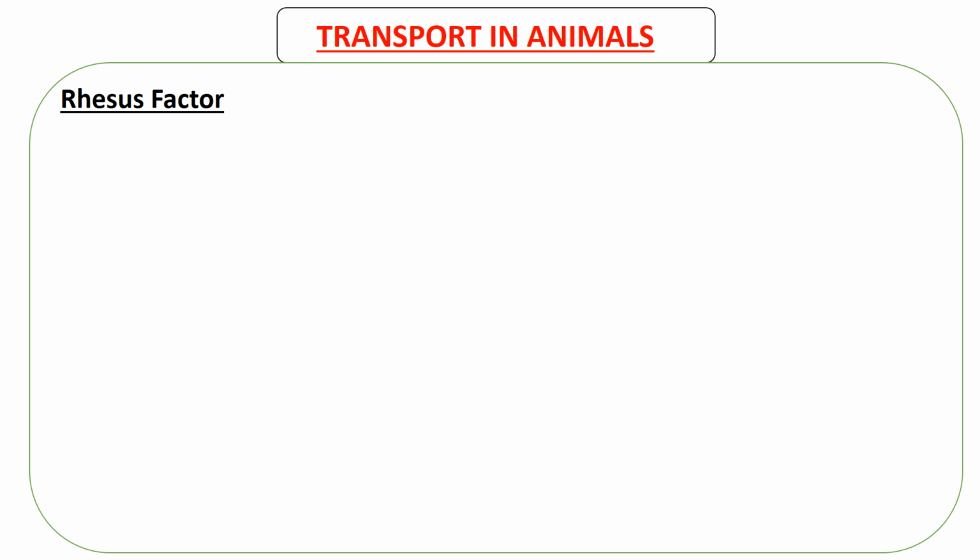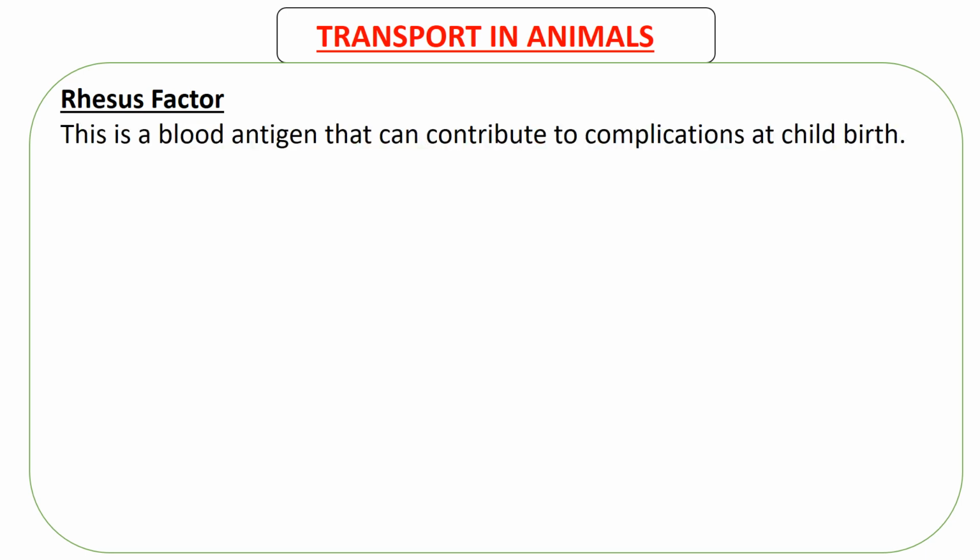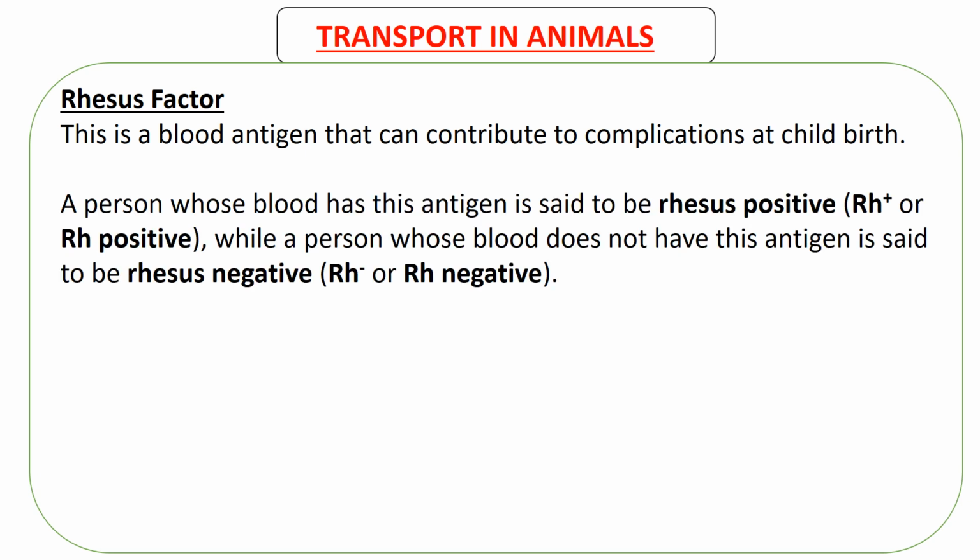Next, we look at rhesus factor. This is a blood antigen that can contribute to complications at childbirth or during blood transfusion. There's an antigen on the cell membrane of a red blood cell called the rhesus factor. These blood antigens can bring about complications, especially at birth and also during blood transfusion. So a person whose blood has this antigen is said to be rhesus positive, represented by capital R and small letter h plus, or just Rh positive, while a person whose blood does not have this antigen is said to be rhesus negative, represented by these symbols.